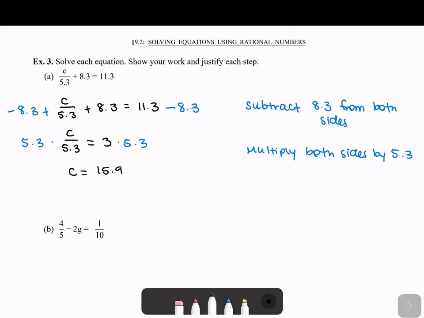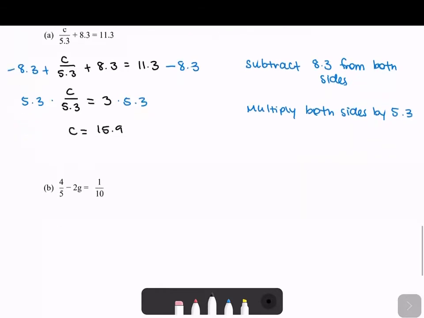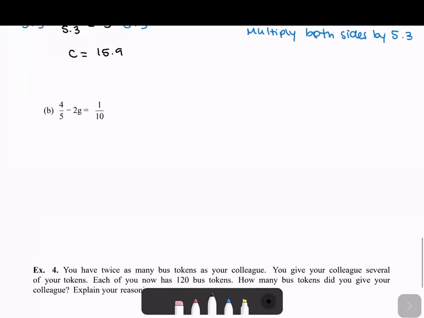So the next one. We have 4/5 minus 2g equals 1/10. This one is a little bit more complicated with the fractions. So we start out, I'm going to write it over here: 4/5 minus 2g equals 1/10.